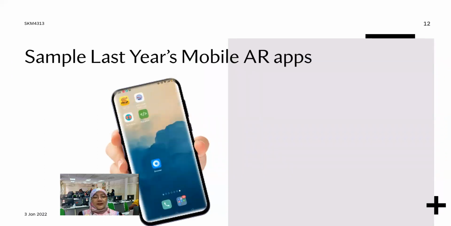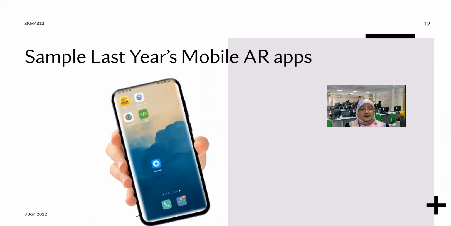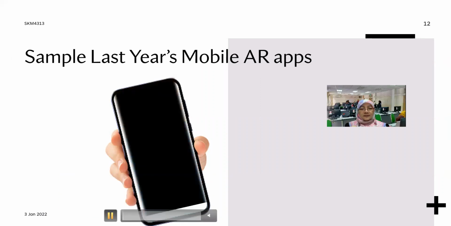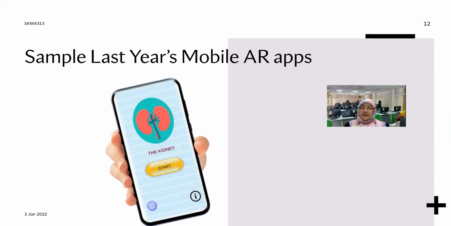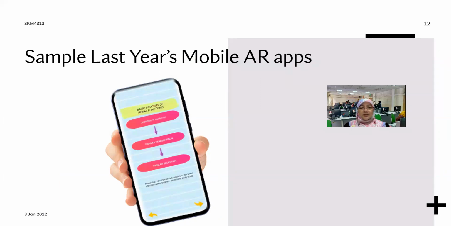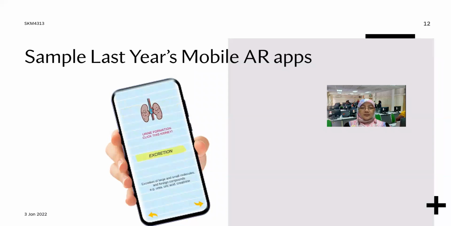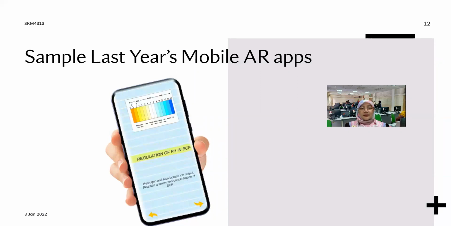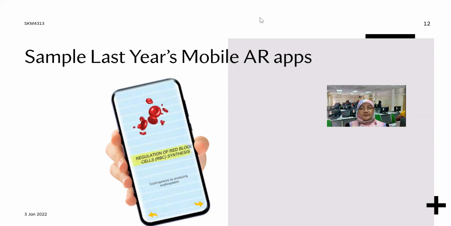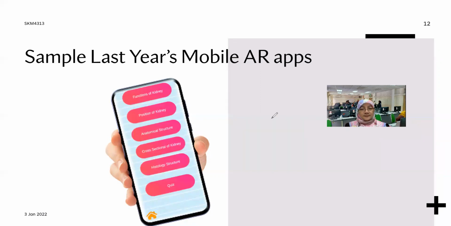So this is a sample of last year's mobile AR app. You can see it's about the kidney, with a very simple one button. Then you have choices, and then all about the kidney, and it gives the explanations. And there's a button there, a lot of buttons, but it's very structured.